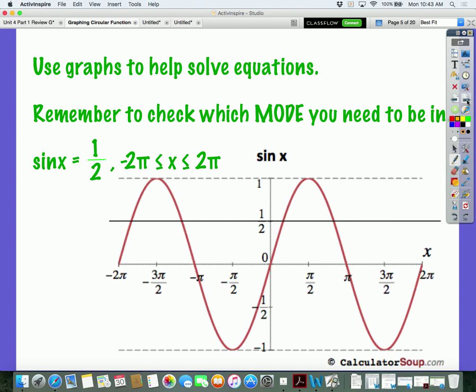Now yes, 1/2 is on our unit circle, so we can do that one very simply. But basically, you can take the graph of sine, this is just part of the graph of sine, and you see the line of y equals 1/2. In between -2 pi and 2 pi, you're looking for your solutions. And your solutions for this type of equation are clearly where the two curves intersect each other.